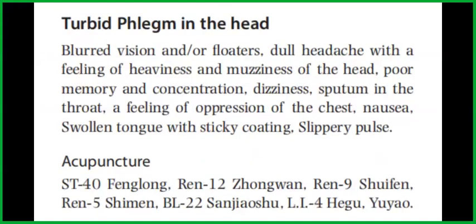For turbid phlegm in the head, the blurred vision and/or floaters will also have dull headache with a feeling of heaviness and muzziness of the head, poor memory and concentration, dizziness, sputum in the throat, a feeling of oppression of the chest, nausea, and the tongue will be swollen with sticky coating, and the pulse will be slippery. The acupuncture points for this are stomach 40, Ren 12, Ren 9, Ren 5, bladder 22, and Li 4.